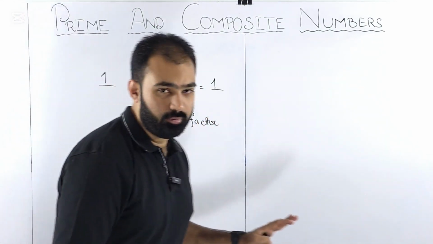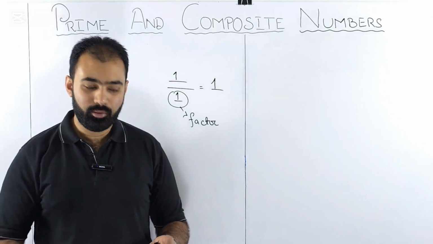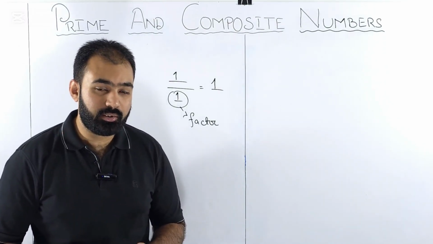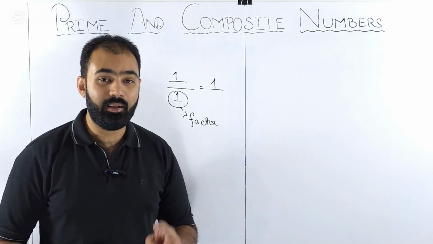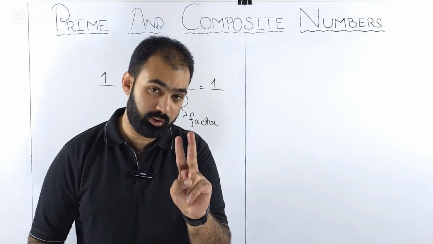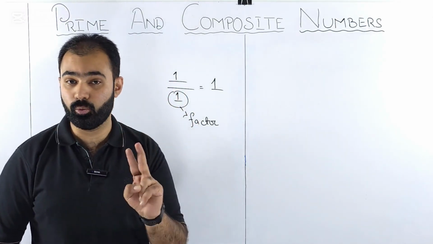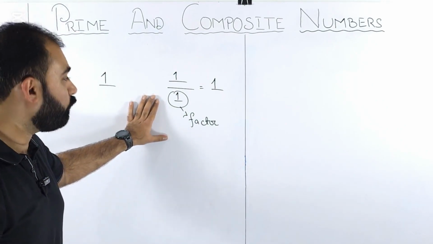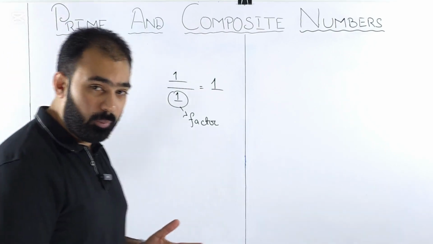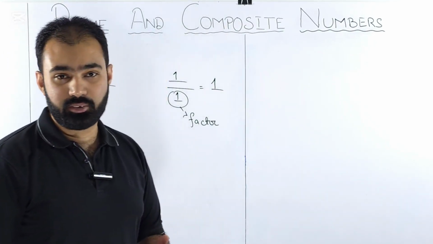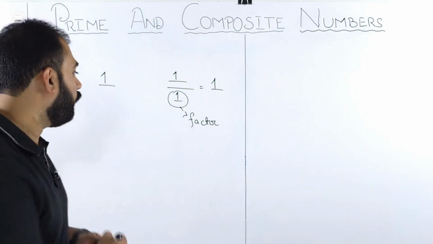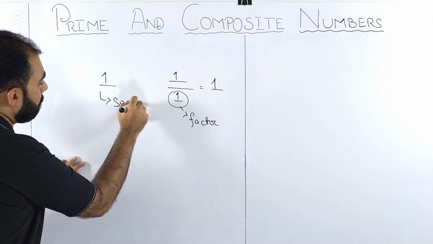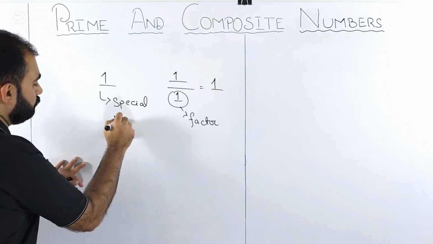Other than 1, there is no other factor. And the definition of prime number says that it should have exactly two distinct factors. Exactly two. However, we are just getting one factor. Therefore, 1 is not a prime number and it cannot be classified as a composite number either. Therefore, 1 is a special number.